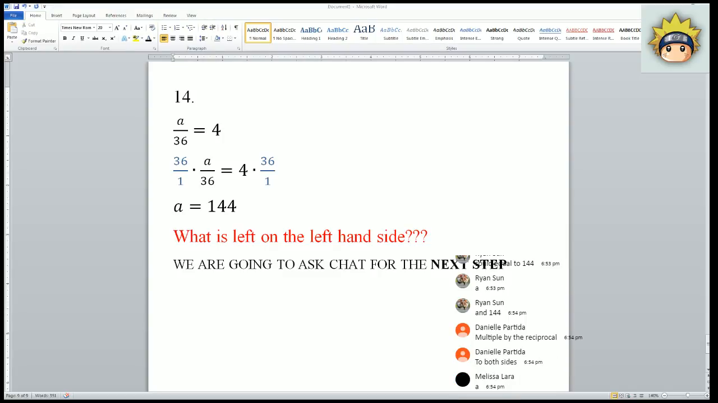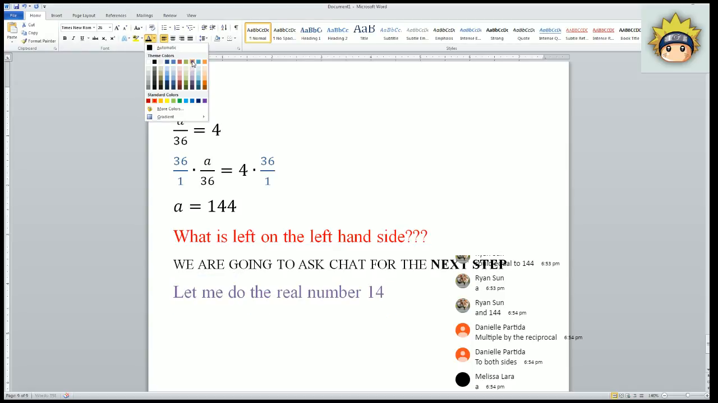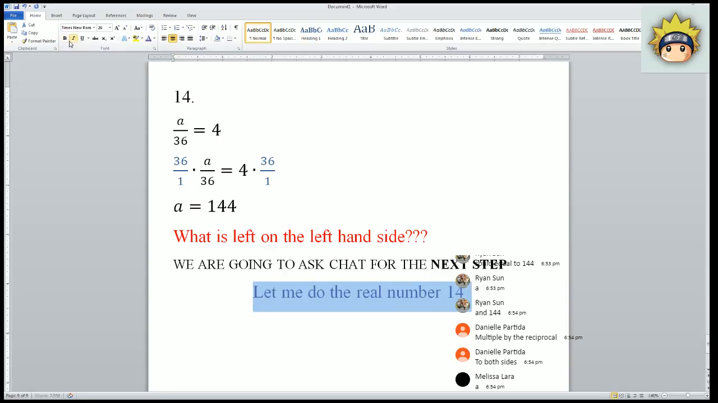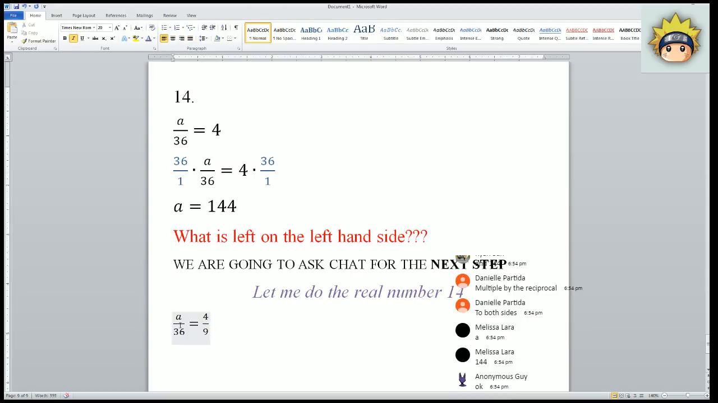Okay, so let me do the real number 14 here. Alright. So, what should be my first step here? Let's go, chat. Come on. Yeah, multiply 36 to both sides. Booyah. There we go.